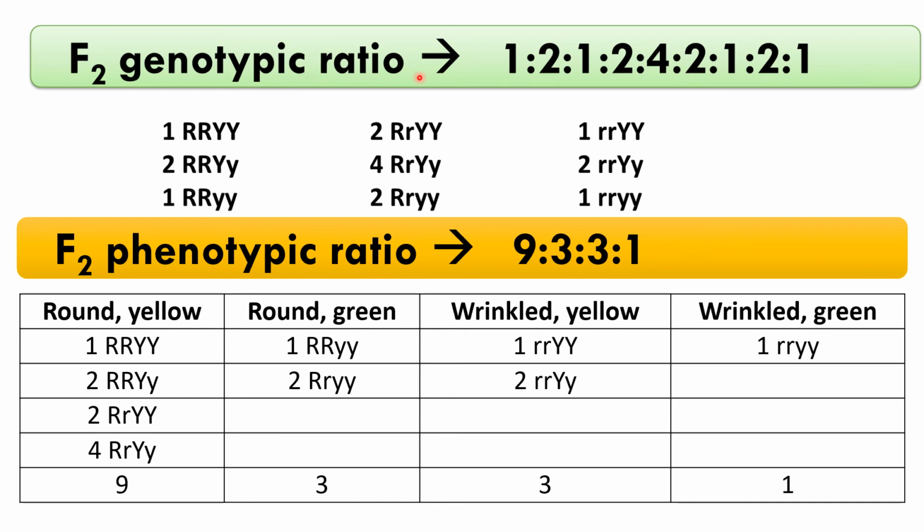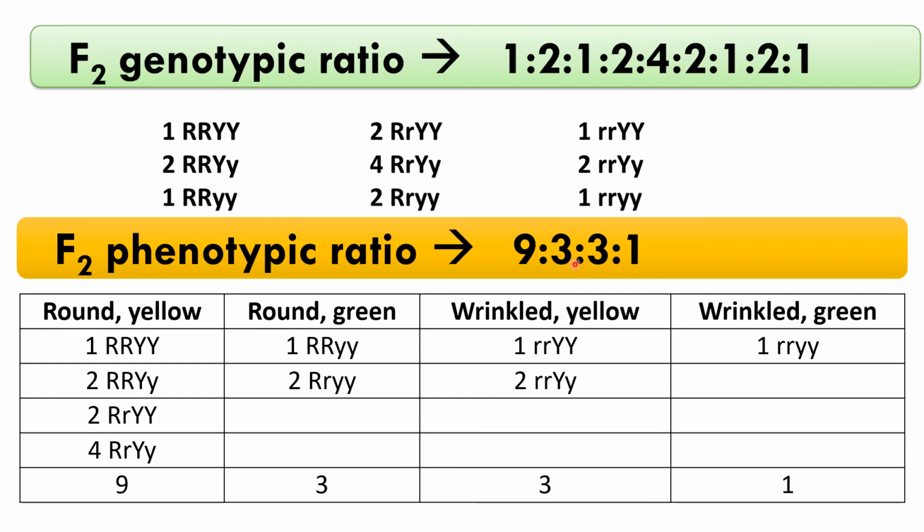So, for the genotypic ratio, nung ni-cross natin, that is 1 is to 2 is to 1 is to 2 is to 4 is to 2 is to 1 is to 2 is to 1. And then, ito yung summary nun. So, yung 1, meron kang homozygous dominant R, and then homozygous dominant Y. Then, yung 2, homozygous dominant R, and then heterozygous Y. And then, yung 1 na yun, homozygous dominant R, and then homozygous recessive Y.